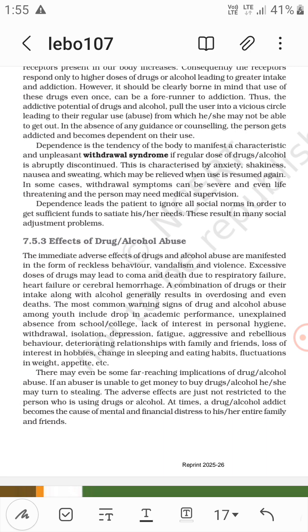Effects of drug and alcohol abuse. The immediate adverse effects of drug and alcohol abuse are manifested in the form of reckless behavior, vandalism, and violence. Excessive doses of drugs may lead to coma and death due to respiratory failure, heart failure, and cerebral hemorrhage.